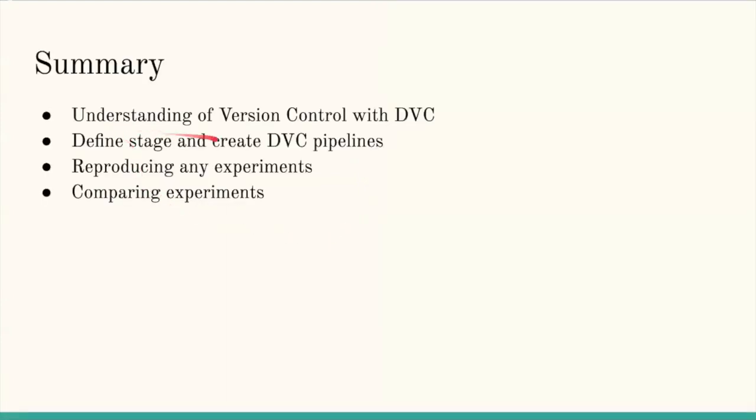So we understood how we can version control data and models with DVC, how we can define a stage, go on adding stages as upstream and downstream to the DVC pipeline, and create a final DAG. How you can go to a previous experiment, reproduce that, and change hyperparameters to publish a new experiment. And you also saw how you can compare multiple experiments together and label which one is your best.